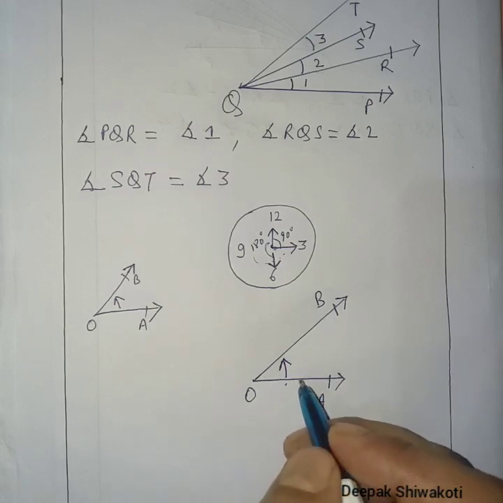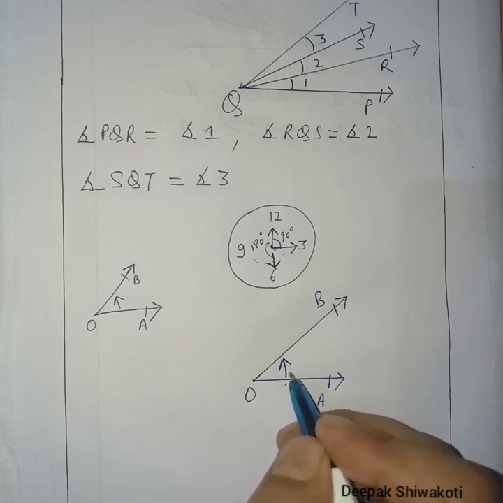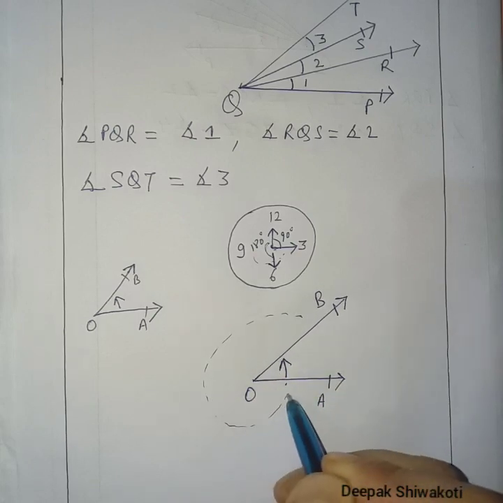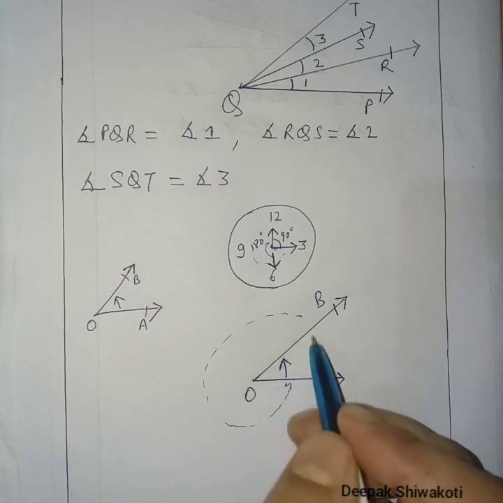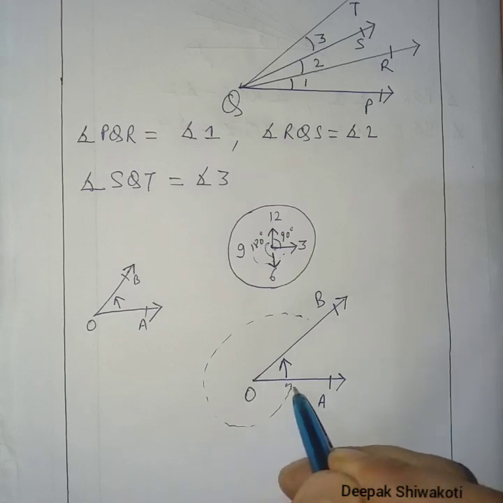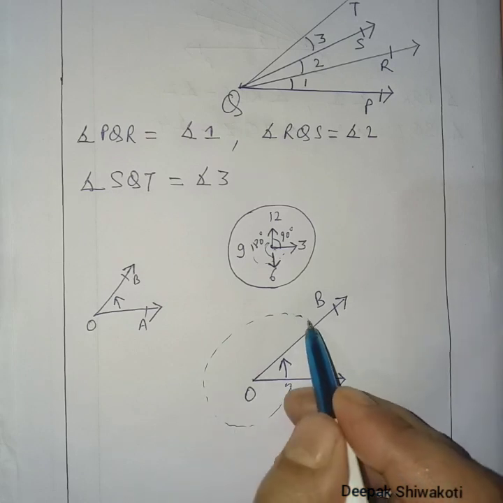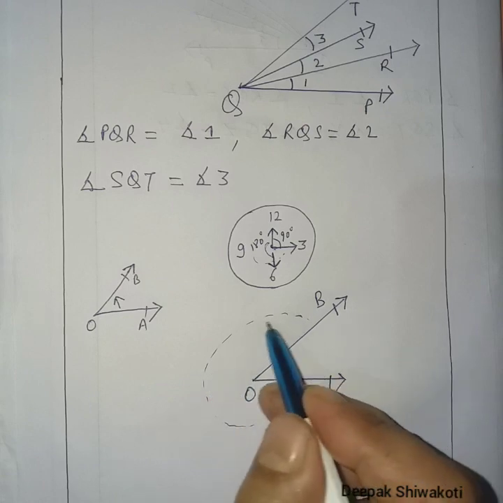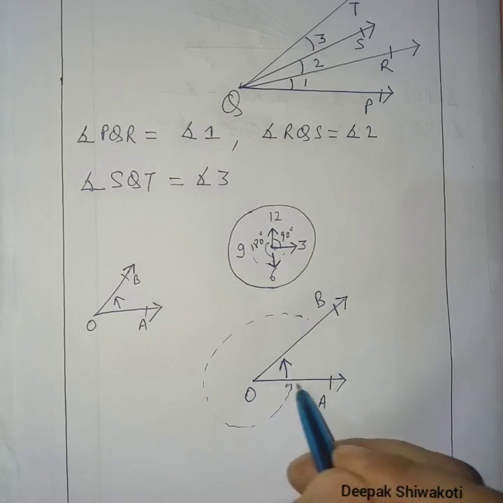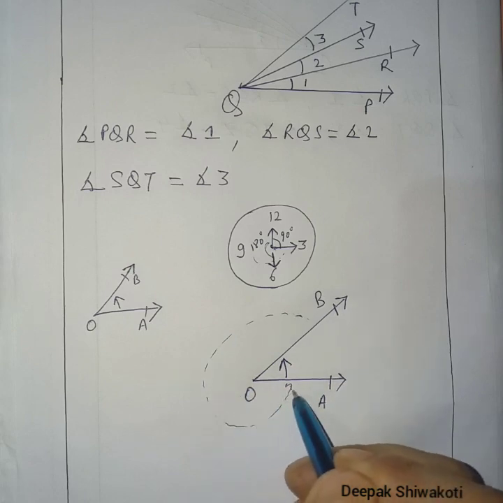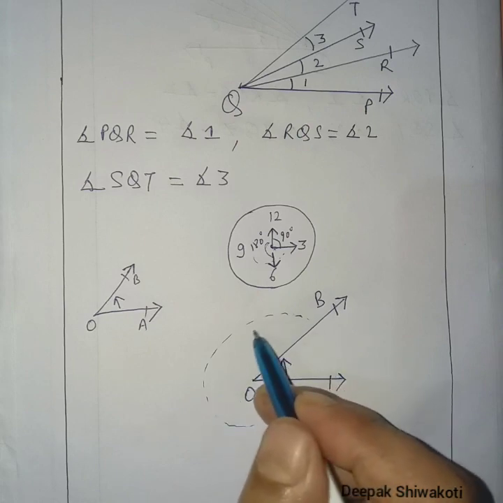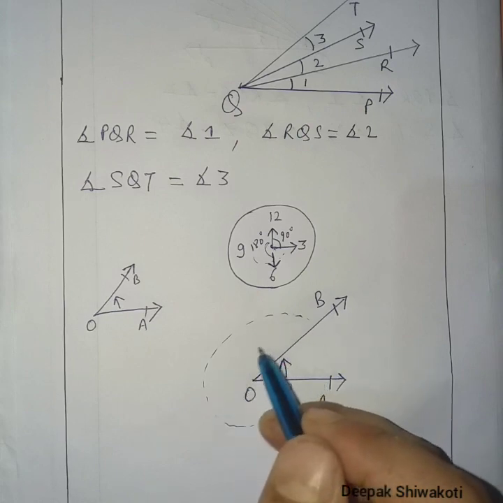So this is called the magnitude of the angle. When this rotates slowly and comes to its initial point again, the total angle made by this ray OB starting from here is 360 degree. The total angle of this rotation is divided into 360 degree.